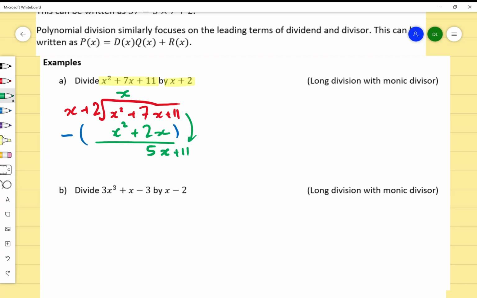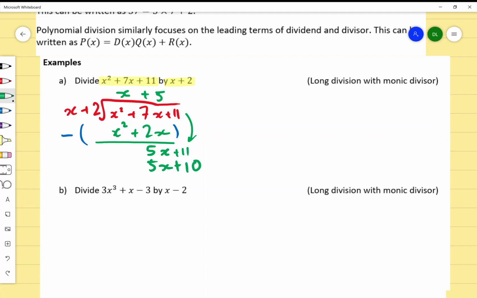What do I multiply x plus 2 by in order to get that first leading term to be the same as this term here? 5. Positive or negative? Positive. So I'm going to write positive 5 over here. Now, same thing. I'm going to write x times 5 is 5x plus 2 times 5 gives me 10.